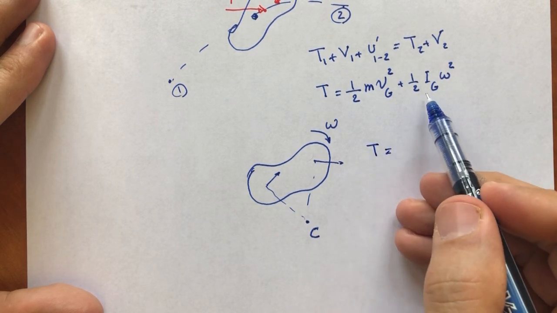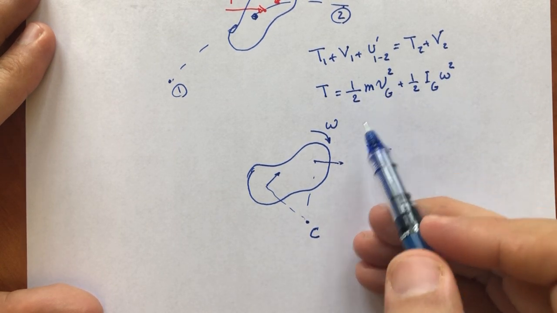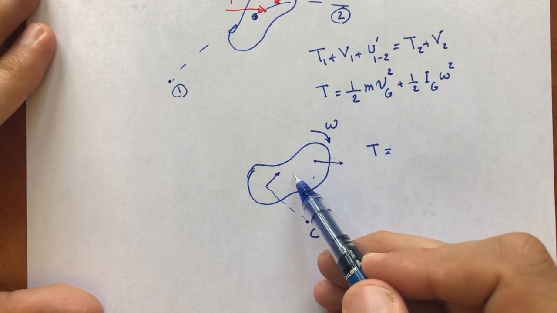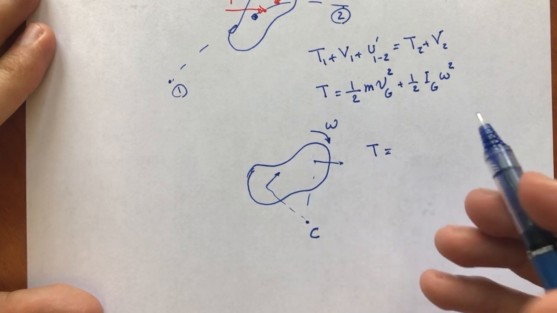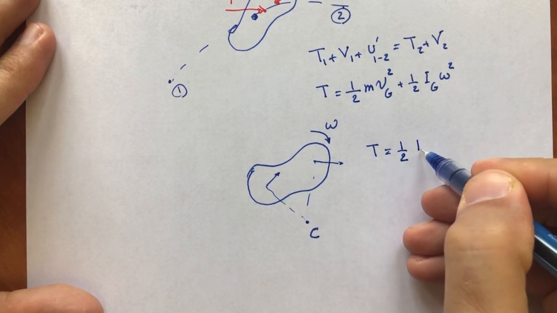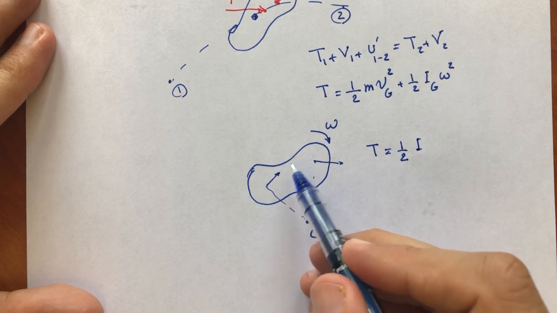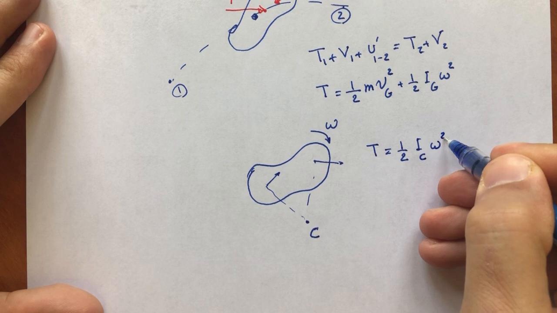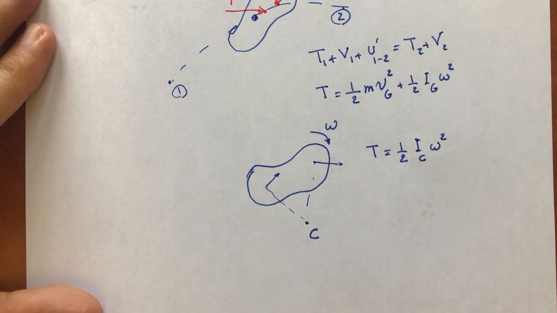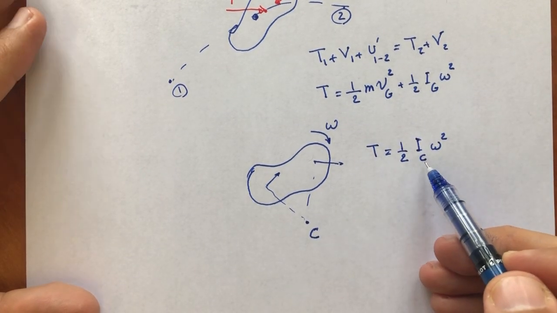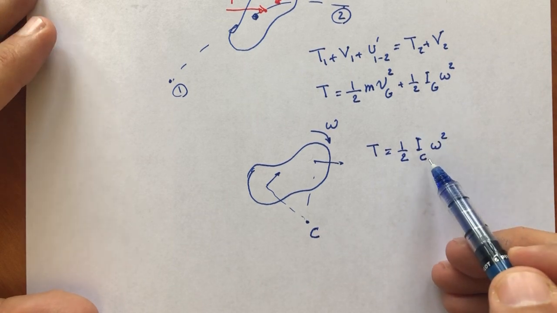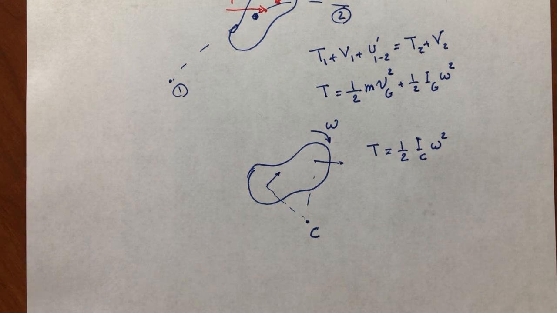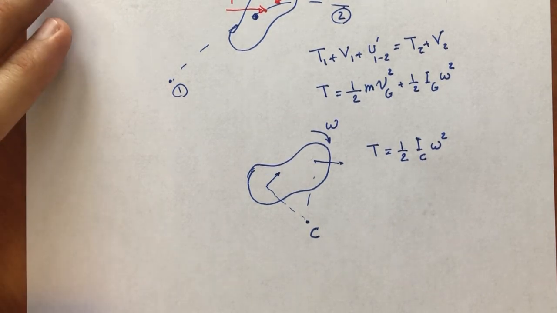We can show this value, 1/2 of mass times velocity of the centroid squared plus 1/2 of I about the centroid times omega squared, is equal to 1/2 of I, the mass moment of inertia of this rigid body, about C times omega squared. So the combination of these two is equal to this. The proof is quite simple. I'll let you think about it, and also you can take a look at the book as well.